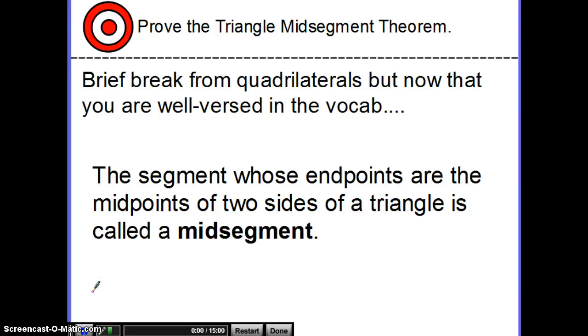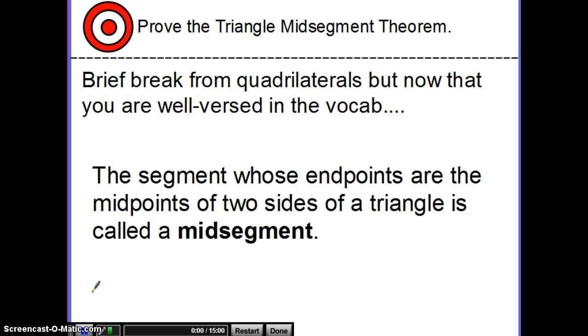Morning is much better learned after you're well versed in the vocabulary, which you are now that you've gone through Unit 5. Okay, so the first thing you should know, make sure this is down in your notes, is that the segment whose endpoints are the midpoints of two sides of the triangle is called a midsegment.